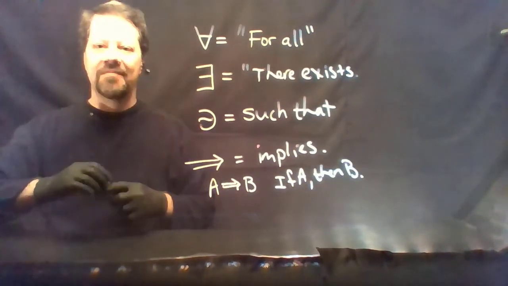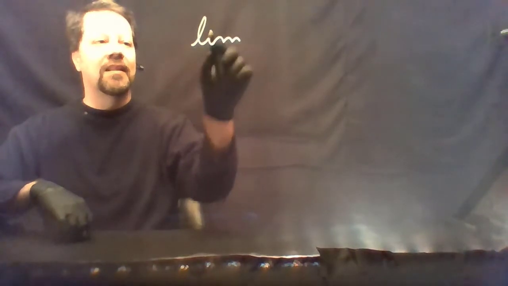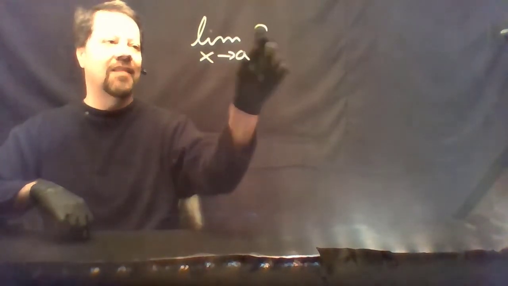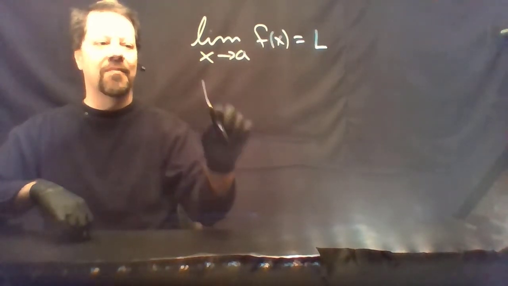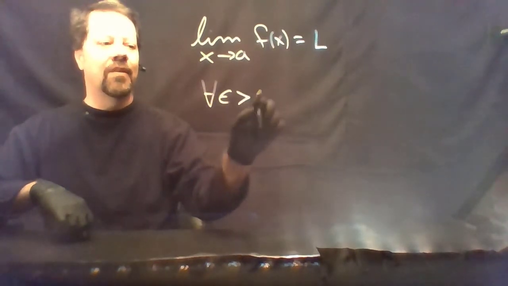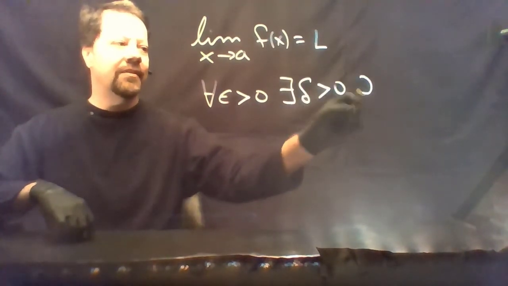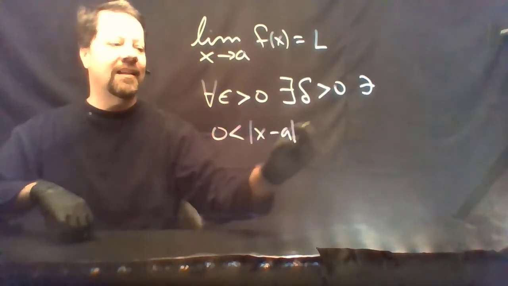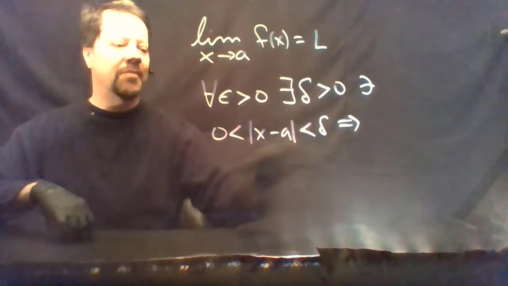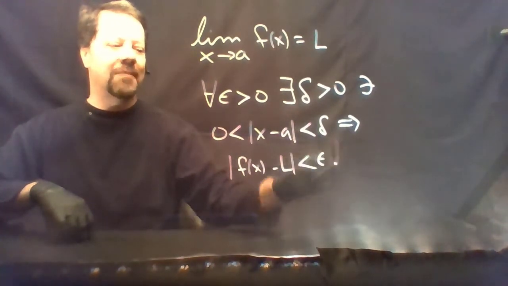Given all of this notation, we can describe what we mean by the limit as x goes to a of f of x equals L as follows. For all epsilon greater than 0, there exists delta greater than 0, such that 0 less than absolute value of x minus a is less than delta implies the absolute value of f of x minus L is less than epsilon.